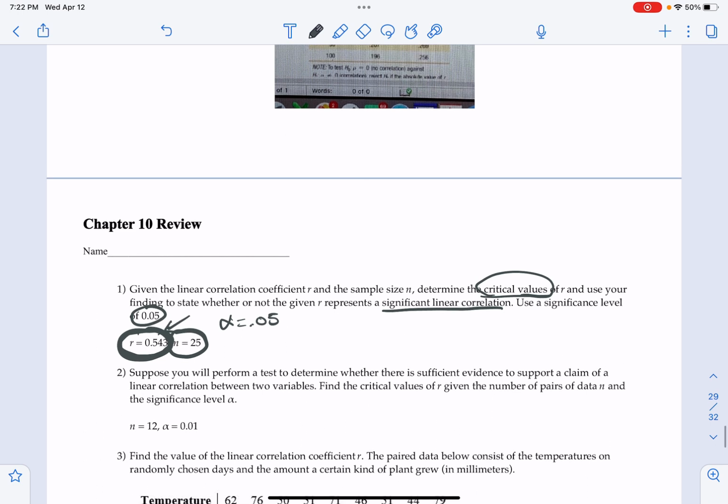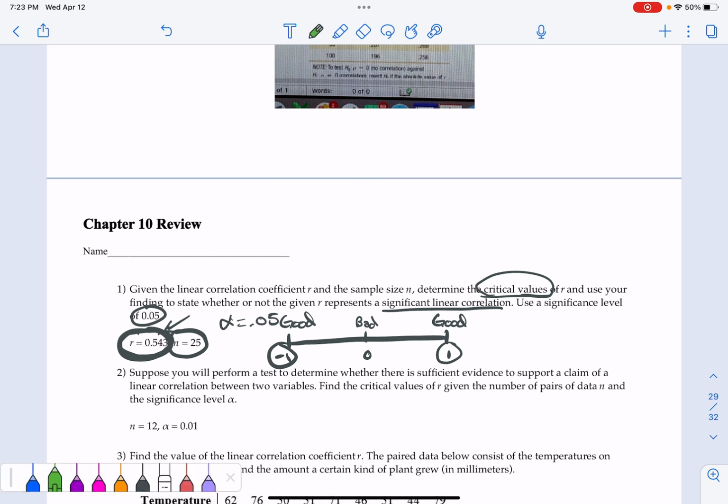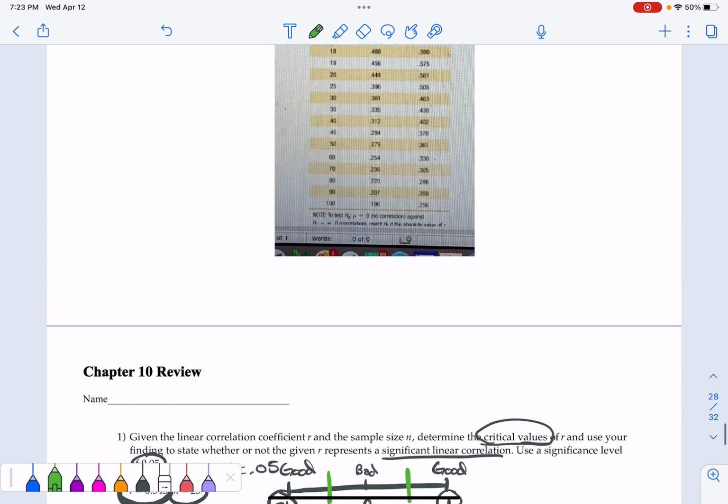Okay, so R lives between -1 and 1, and we've said that 0 is a bad R, and -1 and 1 are going to be good values of R. Now, if it has a negative slope, it's going to be closer to -1. If it has a positive slope, it's going to be closer to +1, okay? So that's just telling the slope of it. But we have to decide, in the middle here, where these cutoff marks are between what's considered bad and good. And that is determined by this table, okay?